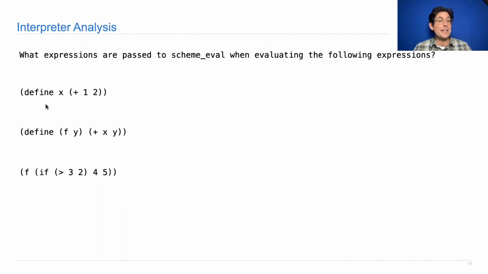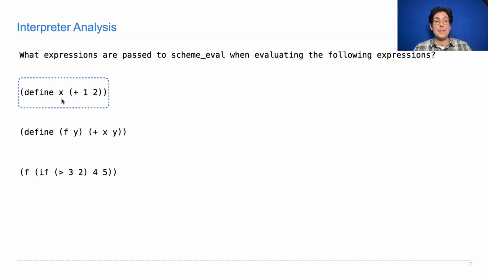So, to evaluate (define x (+ 1 2)), what needs to be evaluated? The whole thing needs to be evaluated, and so the whole thing is passed to scheme eval. That's how evaluation begins for this expression. Then scheme eval looks at the sub-expression that comes first, notices that it's a special form, define, and so we evaluate the whole thing using the special rules for define forms.